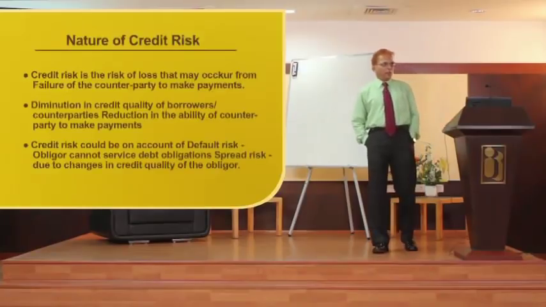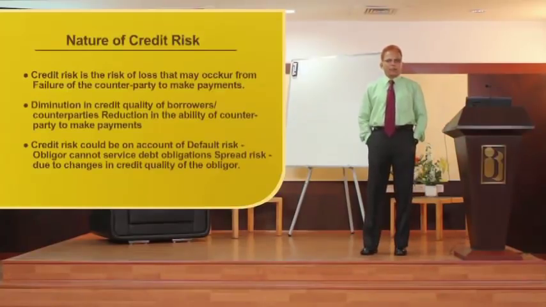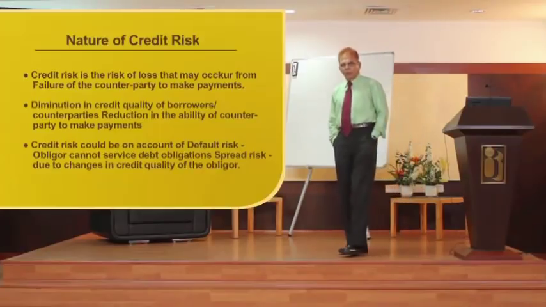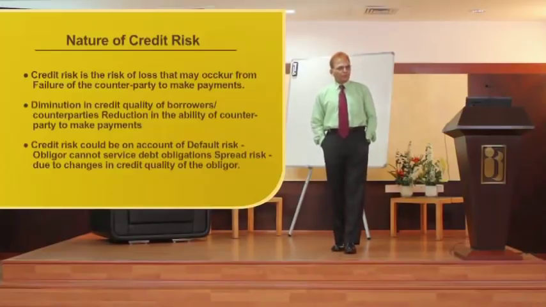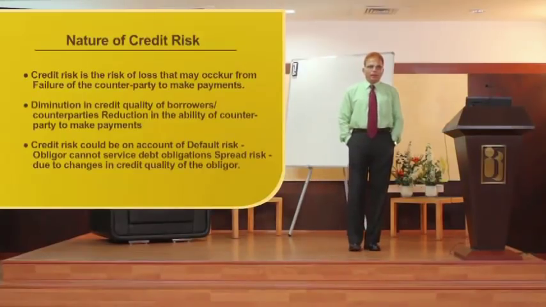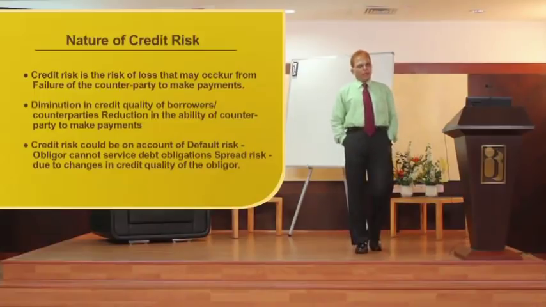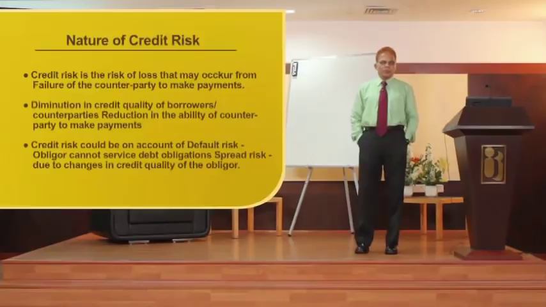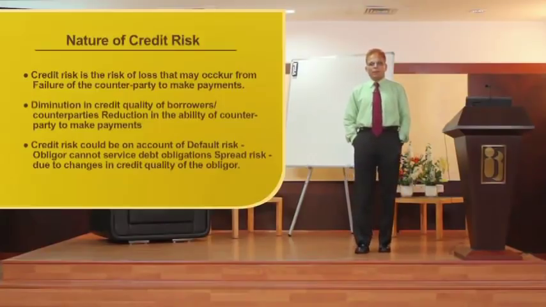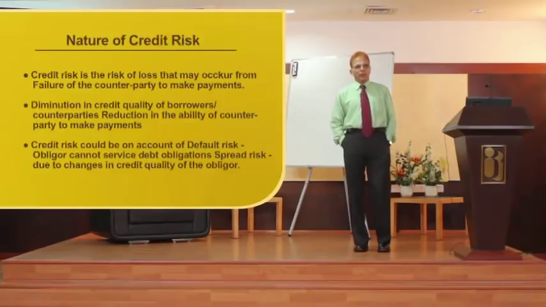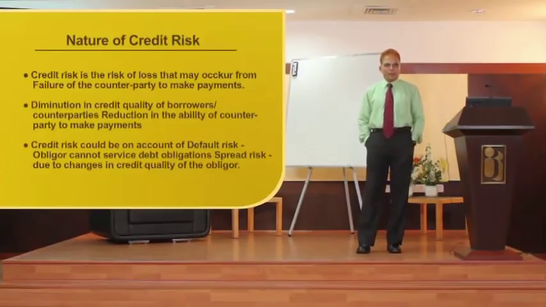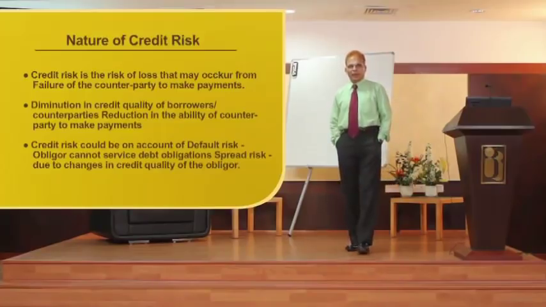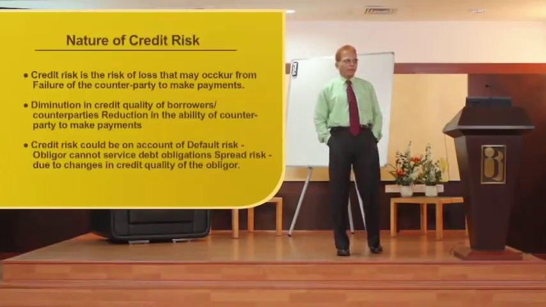Credit risk is the risk of loss that may occur from the failure of the counterparty to make payments, and it is also synonymous with what is known as default risk or counterparty risk. One is the inability of the counterparty to pay his obligations. Another is, if he is a rated corporate, even the deterioration in credit quality gets reflected in downward migration of the corporate. So if a AAA customer has now migrated to AA, definitely the credit risk for the bank has enhanced. That is how we look at credit risk in the bank.